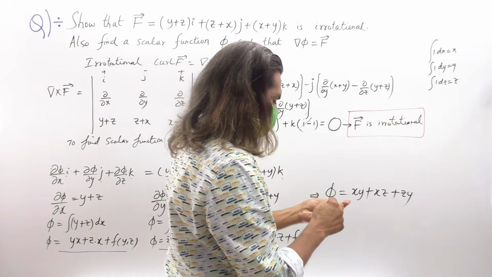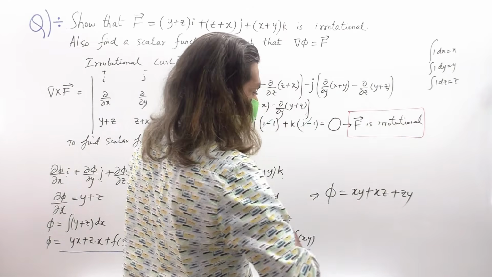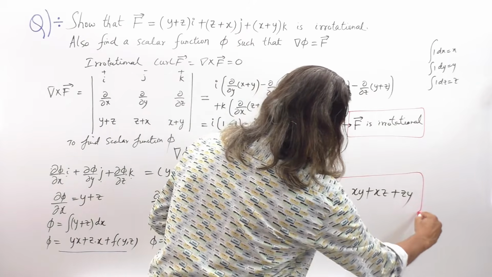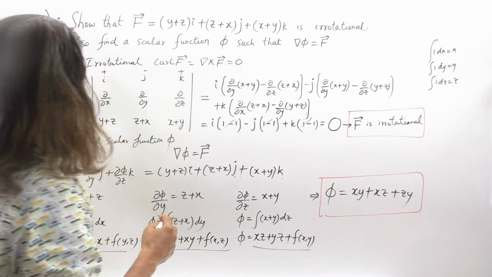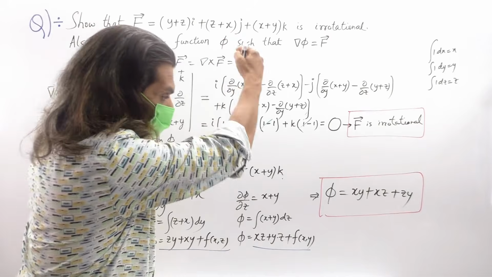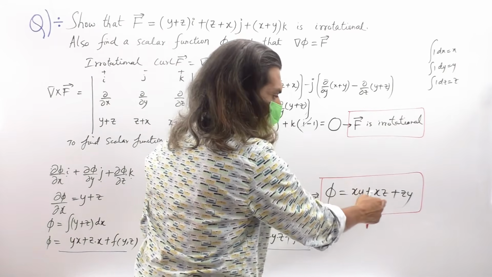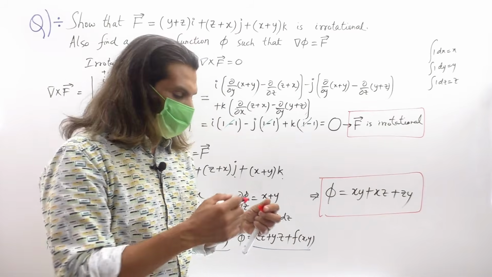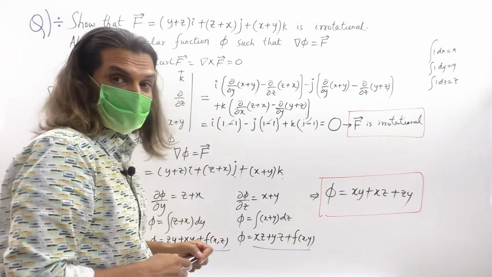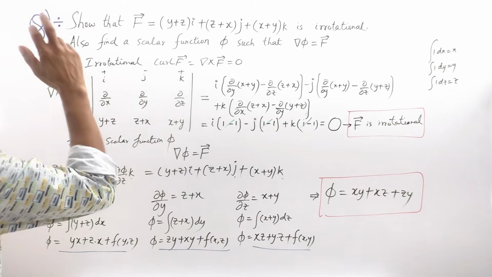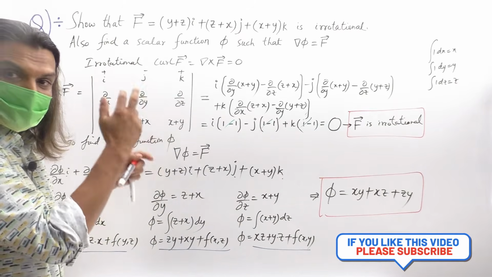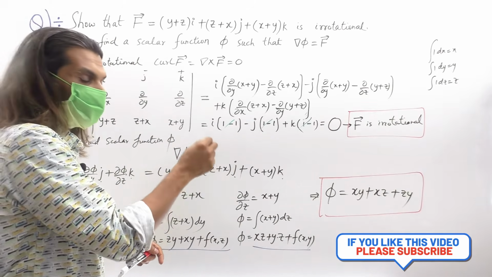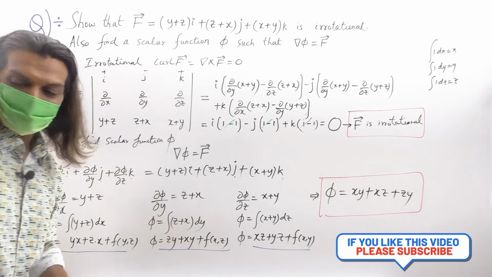Therefore the scalar potential phi for this function f is equal to xy plus xz plus zy. That's it, as simple as that. These questions are asked for 6 to 7 marks, so please understand this clearly, how it is done, and practice them so that you become well versed in solving them. That's all.